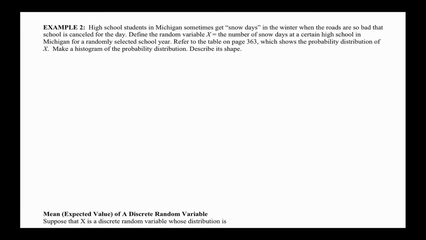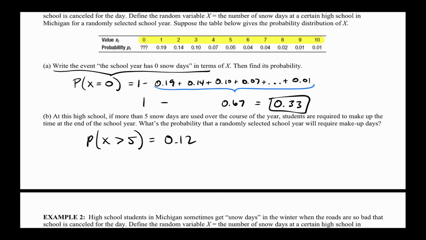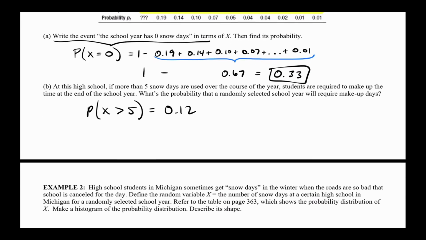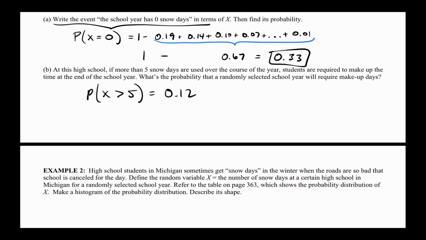So it says high school students in Michigan sometimes get snow days in the winter when the roads are so bad that the school is canceled for the day. Define X as the number of snow days at a certain high school in Michigan for a randomly selected school year. Refer to the table. The table they refer to is the one right there. It says on page 363. That's in your books, but I just put it on the thing. So it's the same table, which shows the probability of X.